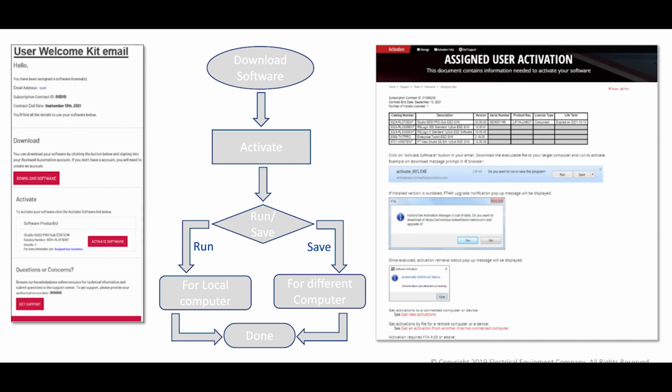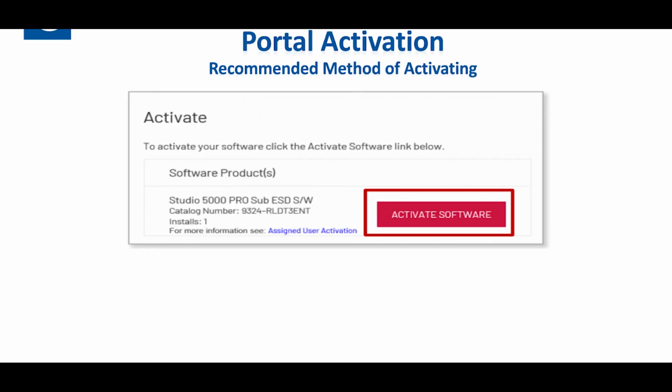If you're going to be activating software on the computer that you've downloaded to, you can just select run. If you want to put it on, for instance, a network server, you can save it, transfer that file, and then run it on the server. Now that server has to have FactoryTalk Activation Manager, and this will actually give you an option to install that also. So this is the link in that welcome pack email, and you just activate. You can also assign a user.